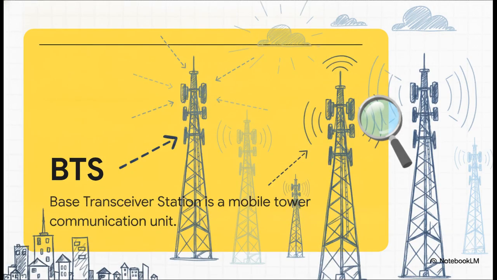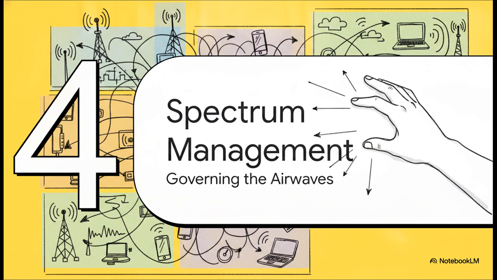Now, heading back into the city, we have the BTS, the Base Transceiver Station. We're unpacking this one because you absolutely need to know that the BTS is the actual physical mobile cell tower you drive past every single day. These units are the unsung heroes of wireless networks. And because of the nature of microwave communication, they really rely on clear, direct line of sight to function at their best.